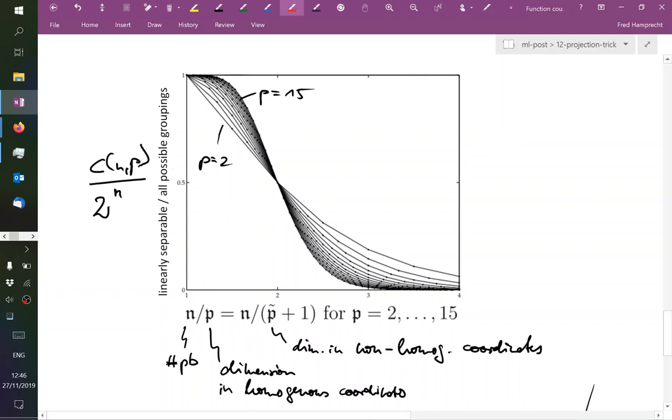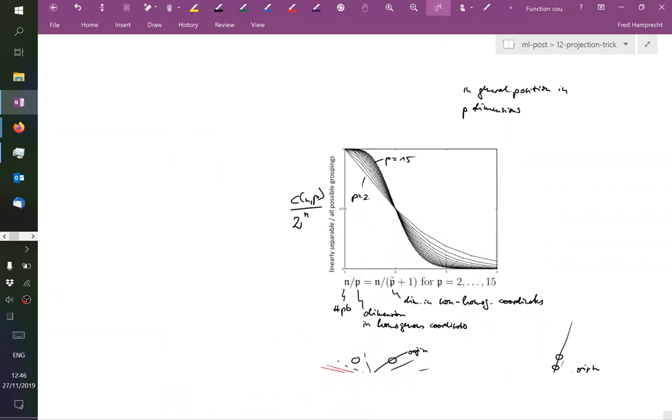So if we have some training set, this has n points. We cannot change n. This is just the number of samples that we have. But I can change the dimensionality in which the samples live. And what this result shows you is that the higher the dimension of the space that I'm projecting to, the greater the chance that a linear classifier will be able to fit all the points.